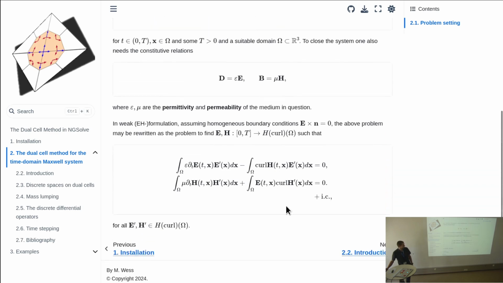So in the end, we're going to deal with an EH field formulation in weak form, which is written down here. So this is the time domain system in weak form with test functions E prime and H prime. And what I'm going to try to tell you is how to semi-discretize this system. So we're dealing with a spatial discretization here, and then use a method of lines-like approach to do the time discretization. But the time discretization actually is not our focus here, it's the spatial discretization.